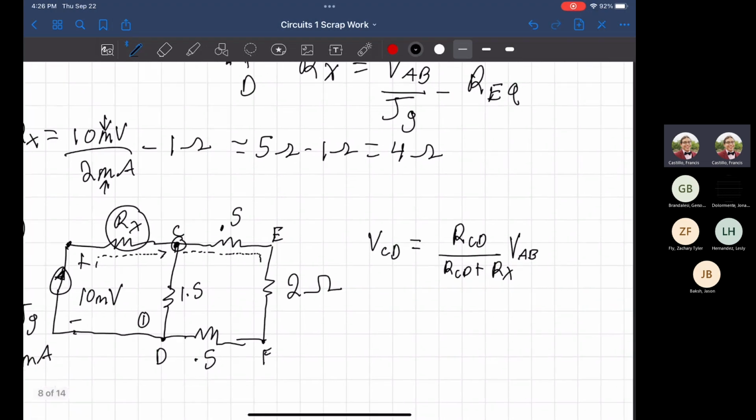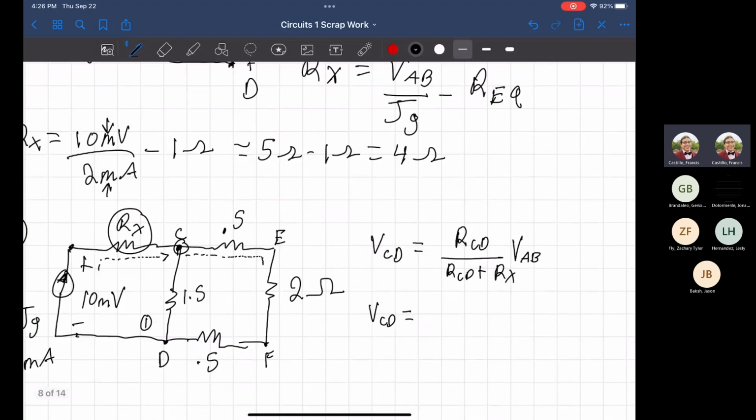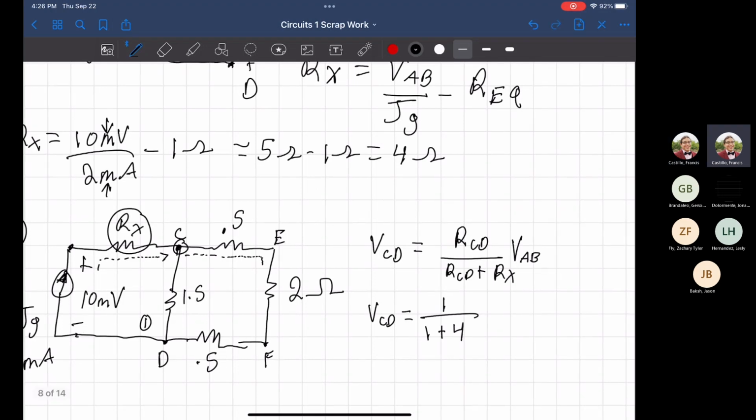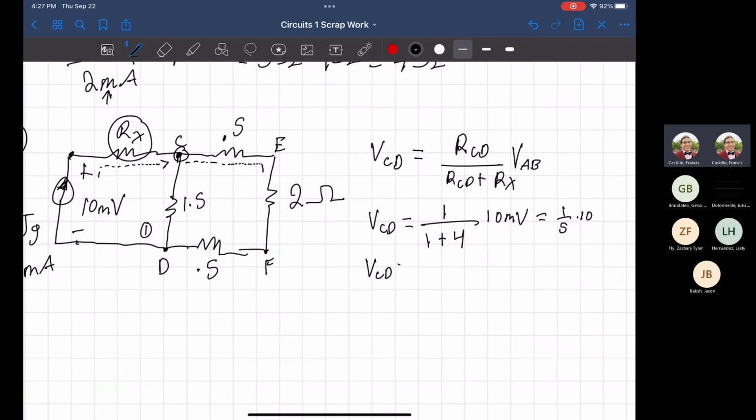So using this little equation right here, we know that the voltage going across CD is going to be, so our CD, or our equivalent up here, is going to be 1 over 1 plus the R of X value, which we determined is 4 ohms, times VAB. VAB is given to us in the problem, which is 10 millivolts. So it's just going to be 10 millivolts, doesn't really matter. So it'll be 1 over 5 times 10. So now we know VCD is equal to 2 millivolts.